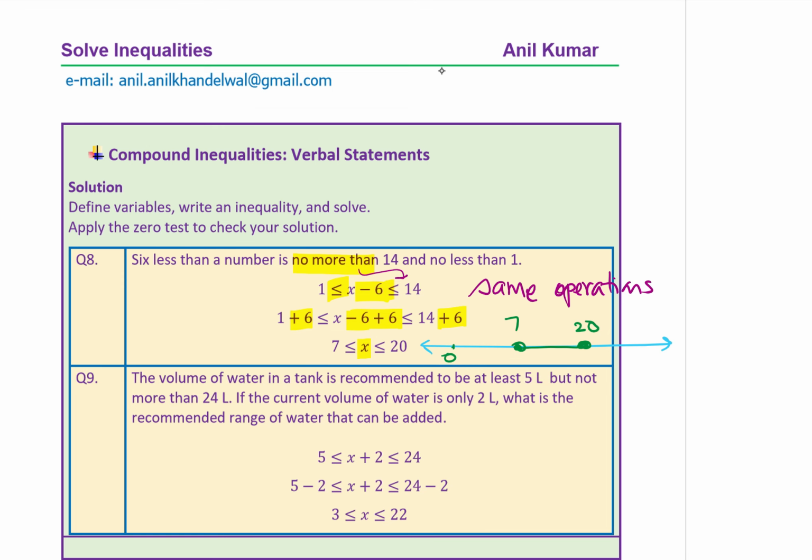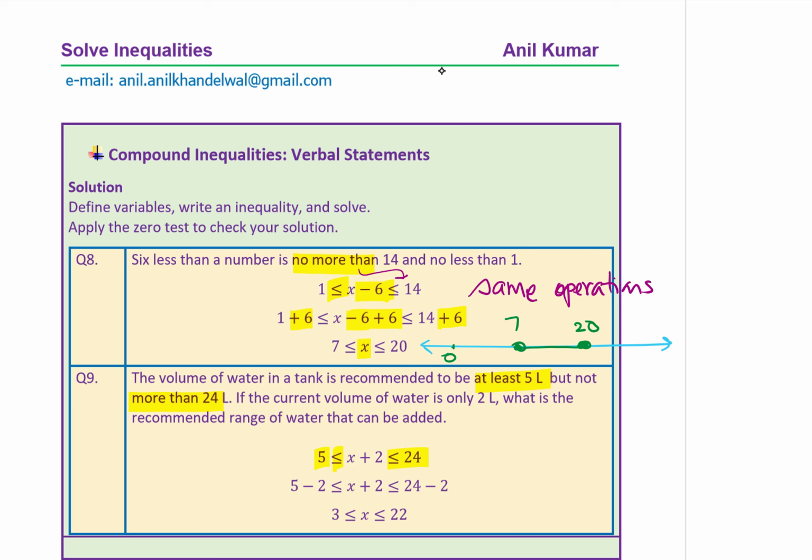Similarly, in the next example, which is question 9, again, we get a double inequality. We're saying the volume of the water in a tank is recommended to be at least 5. So this at least 5 is right there with an inequality greater than or equal to, but not more than 24 liters. So it could be 24 but not more than 24. So 24 is included. Okay.